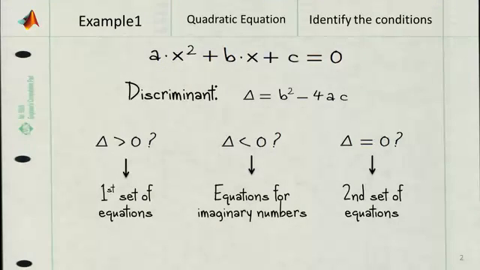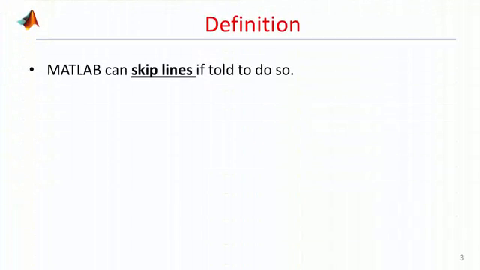For example, the quadratic equation is a simple problem: ax squared plus bx plus c equals 0. It's very easy to solve by calculating the discriminant. Delta equals b squared minus 4ac. But then we have to make a decision. Is the delta positive, negative, or equal to 0? This leads to 3 different sets of equations. If we had to develop a script to solve for the quadratic equation, we'd have to skip 2 of the 3 equation sets. So we can skip lines using conditionals.